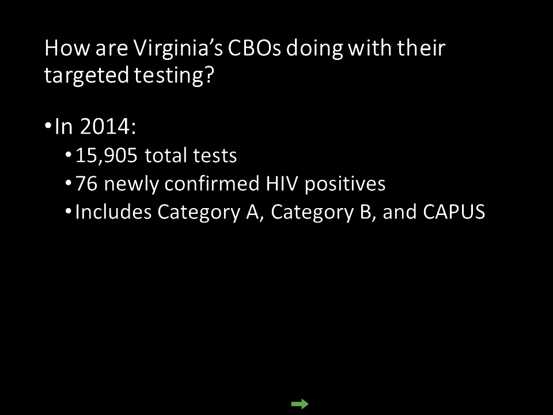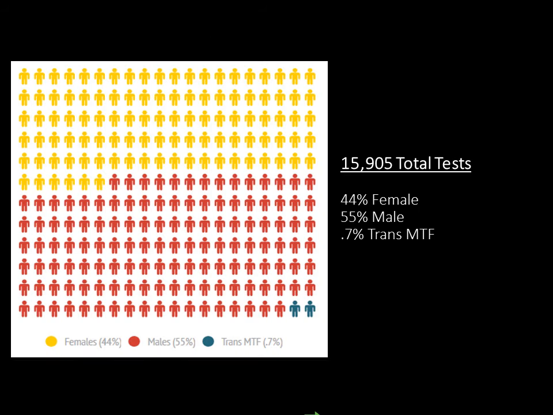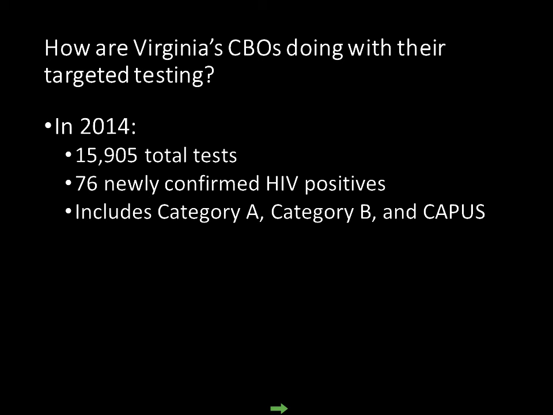So what I just shared was for all of Virginia's programs, and so what we looked at next was just our community-based organizations that are providing targeted HIV testing or that have the capability to provide it. So we have about 13 CBOs that provide HIV testing, and in 2014, there was a total of about 16,000 total tests with 76 new positives. And again, this includes Category A, Category B, and CAPAS testing, but only for our community providers.